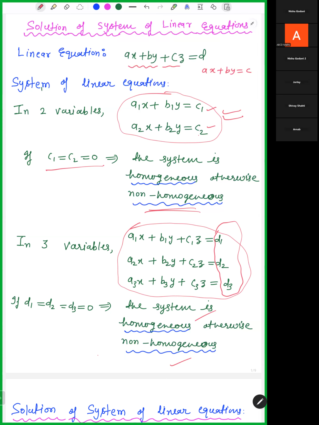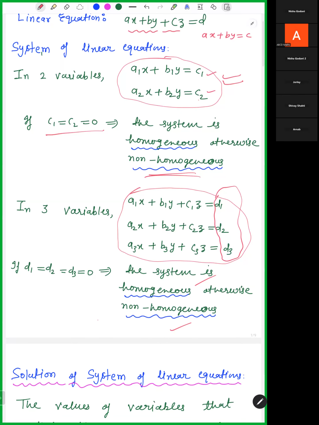It is just similar to what you studied in differential equations. There also the differential equations were categorized into homogeneous and non-homogeneous. So here you also have the concept of homogeneous and non-homogeneous. It depends on these right side coefficients. These are zeros, all zeros or not.